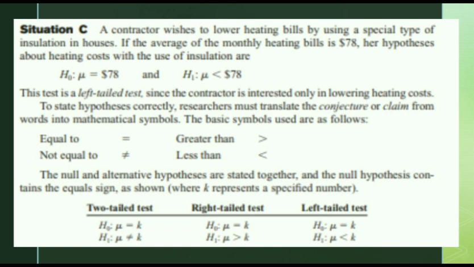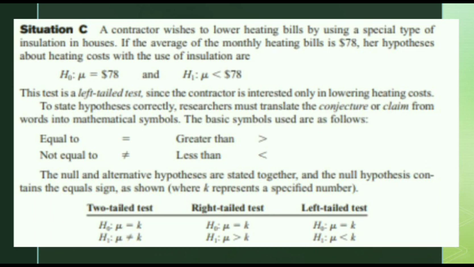So to state hypotheses correctly, researchers must translate the conjecture or claim from words into mathematical symbols. The basic symbols used are as follows: equal to, not equal to, greater than, and less than. The null hypothesis and alternative hypothesis are stated together, and the null hypothesis contains the equal sign, where k represents a specific number. Two-tailed test, we can see, is when the alternative hypothesis is not equal to a number.